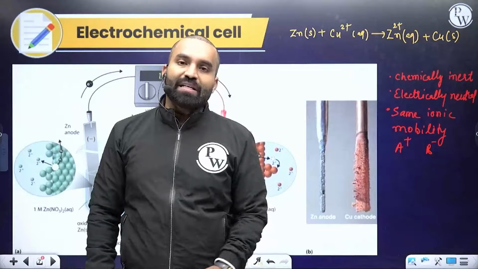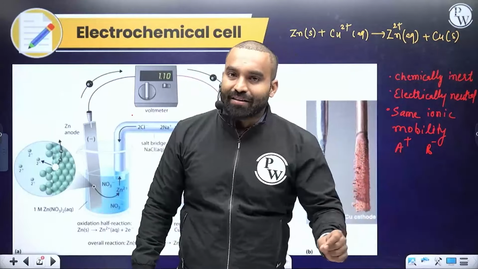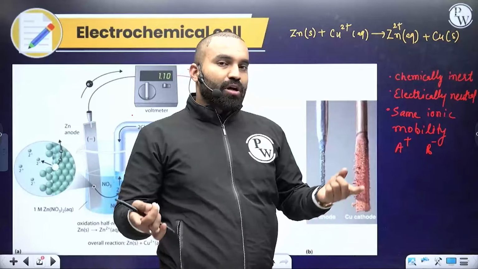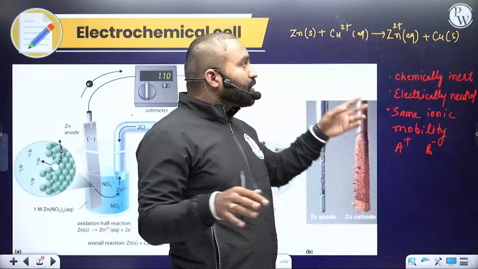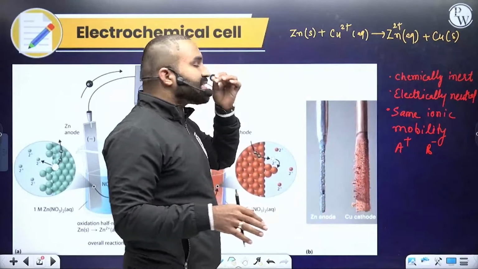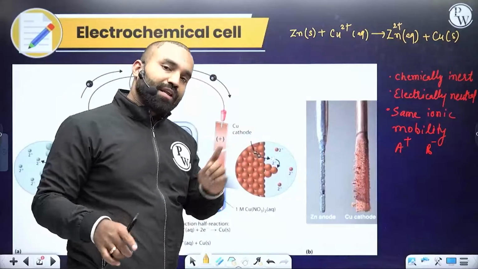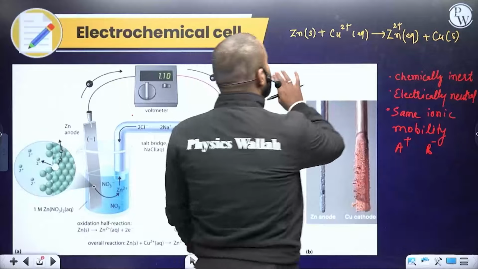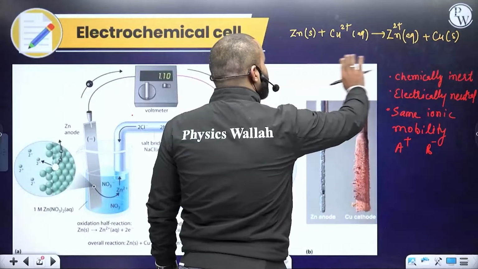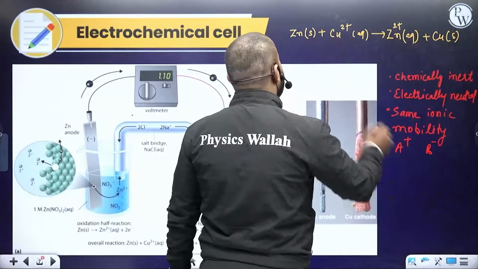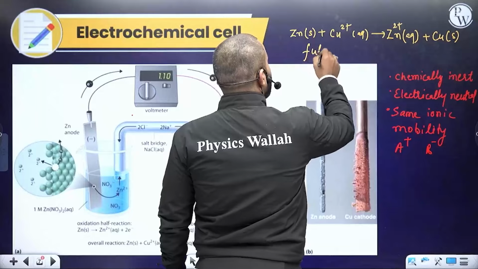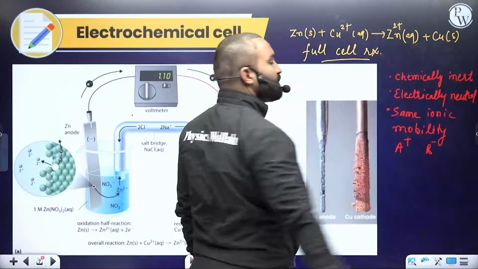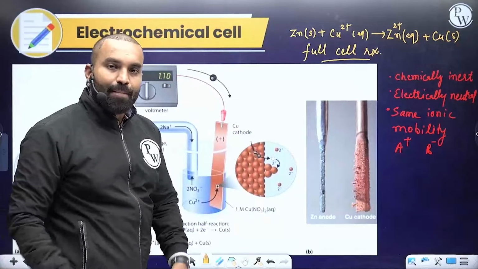No. Which means that a full cell reaction will have no electron in it. I'm not saying electron gain or loss will not be there. Electron gain and loss will be the same in the oxidation and reduction half reactions. When you add these two, electrons should not be there. If you see any electron present in that reaction, it's not a full cell reaction. Here there is no electron, so that represents the full cell reaction. Rx means reaction. Understood, everybody?